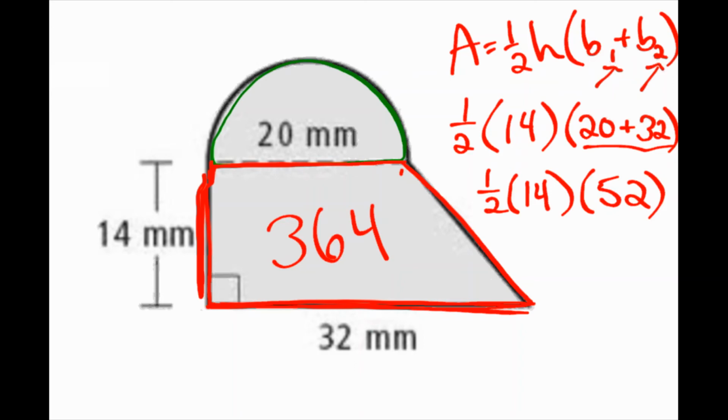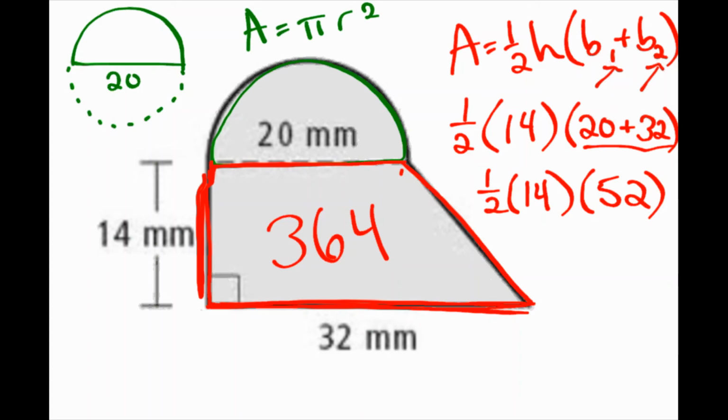Now I want to find the area of this half circle. So the 20 there is giving me the entire way across the circle. That's giving me the diameter. For area of a circle, I can't use diameter, I have to use radius. So I have to divide that 20 by 2, which tells me that the radius is really 10. So pi times the radius squared is pi times 10 squared, or that's really 100 times pi, or 314. I'm going to keep some decimal places there.